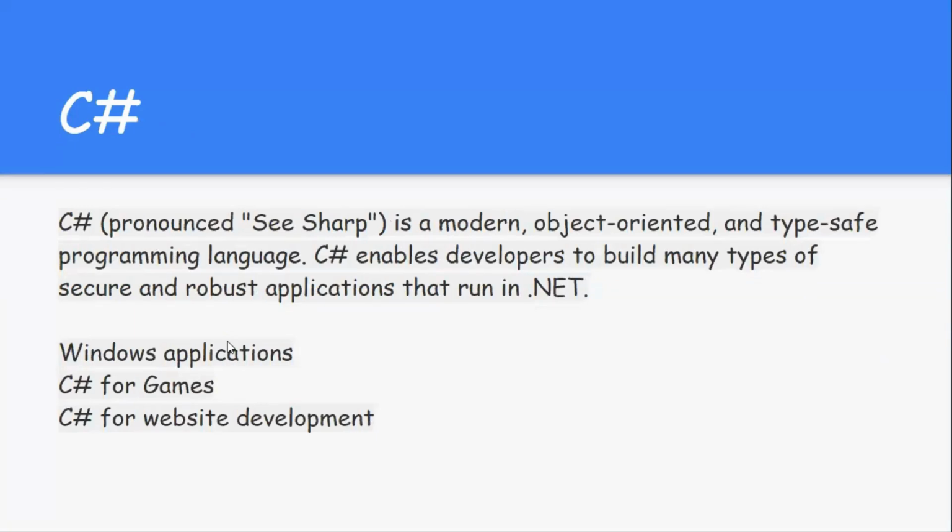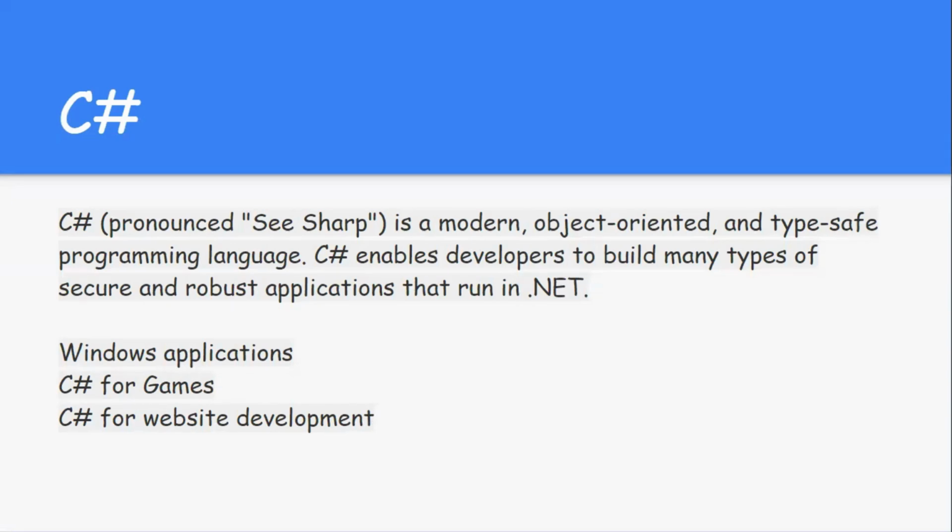And now let's talk about the next one, C#. So what is C#? C# is a modern, object-oriented and type-safe programming language. It enables developers to develop many types of secure and robust applications that run in .NET. Okay, it's not so popular at this time, but it was very popular in the past.